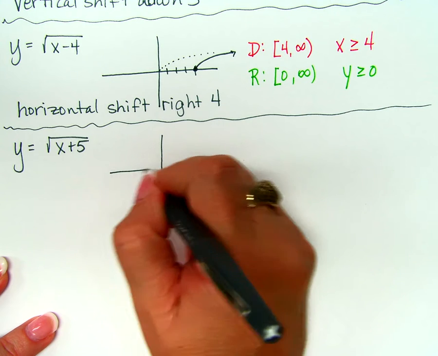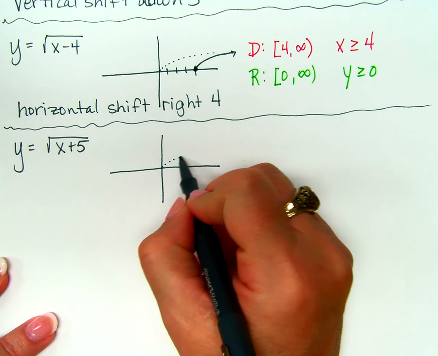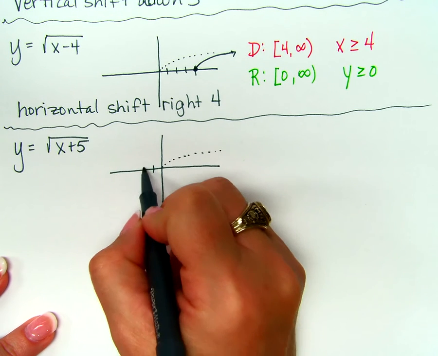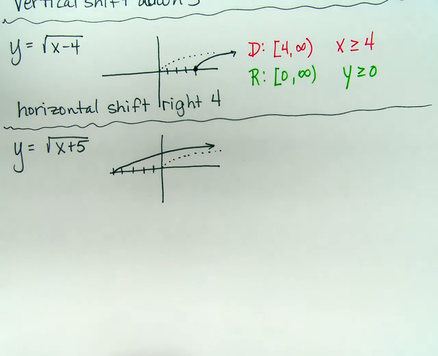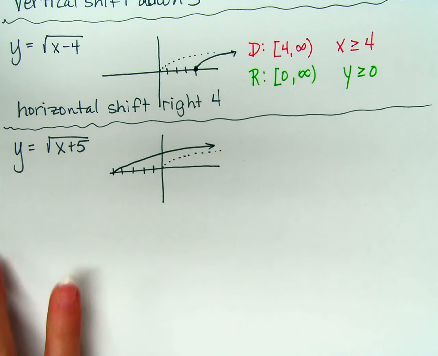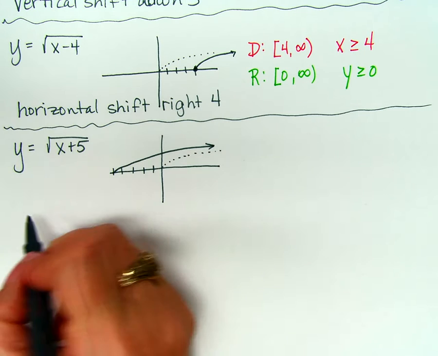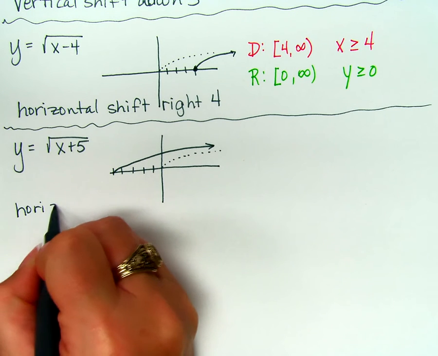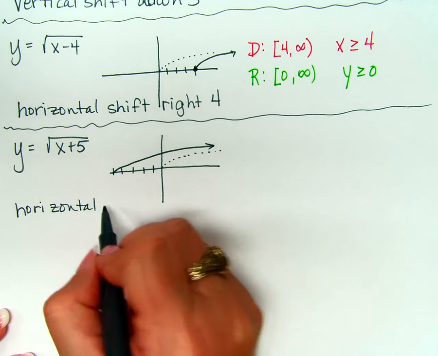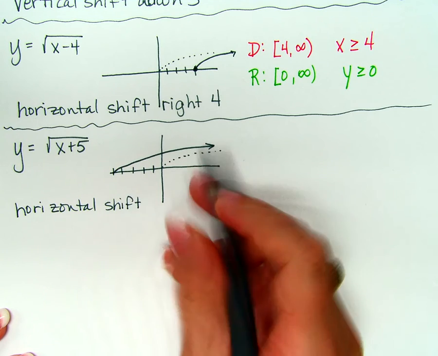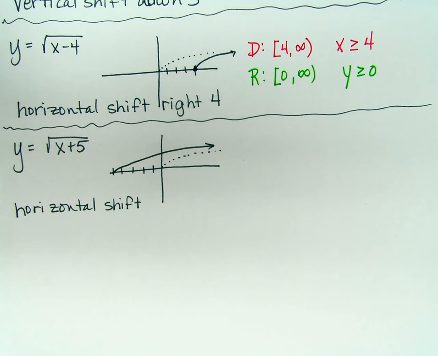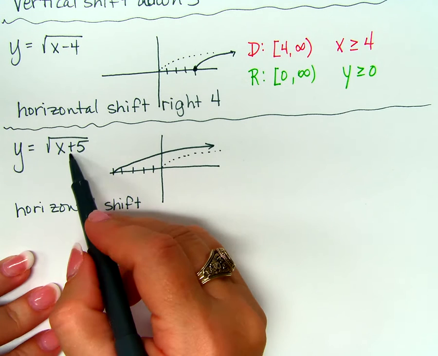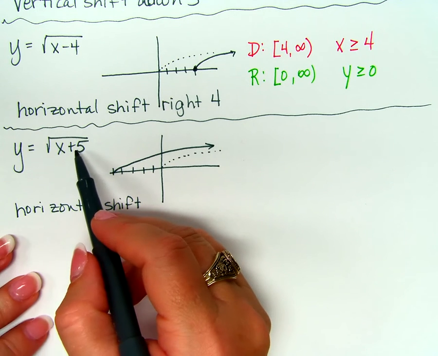Left 5. So there's my parent, and there's the new graph. I didn't draw that very well. You guys can imagine better, right? Okay, so it's to the left because it says positive plus 5 and the opposite. Horizontal things are different than what you think. You think it's going to go right, but it doesn't. It goes left.